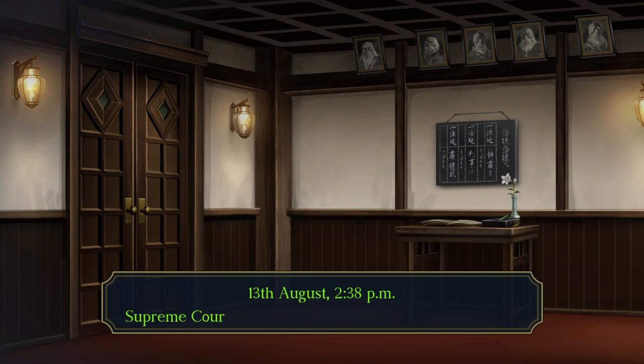13th of August, 2:38 p.m. Supreme Court of Judicature, Defendants, Antechamber 3.